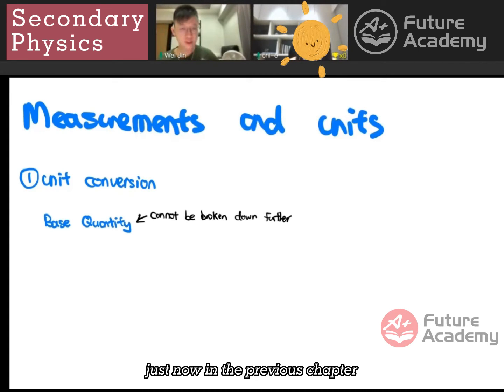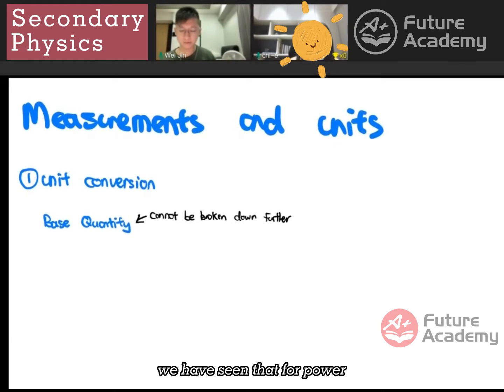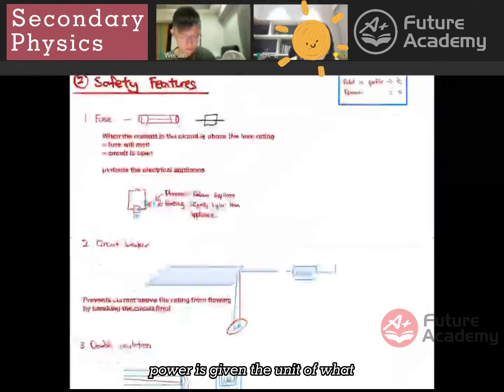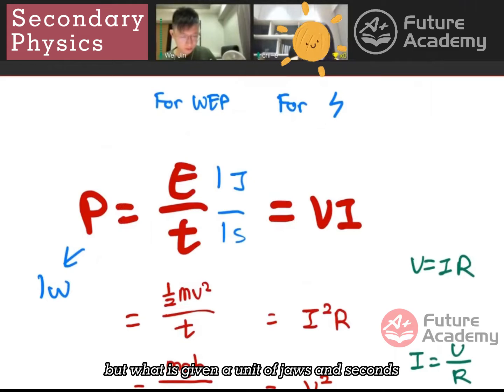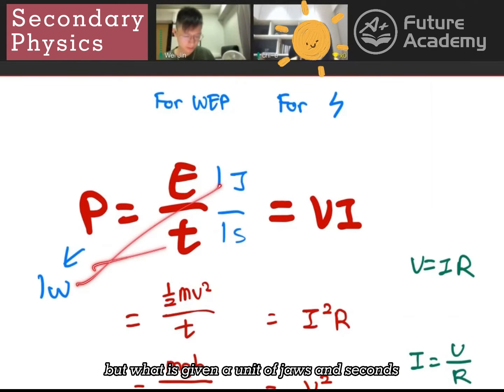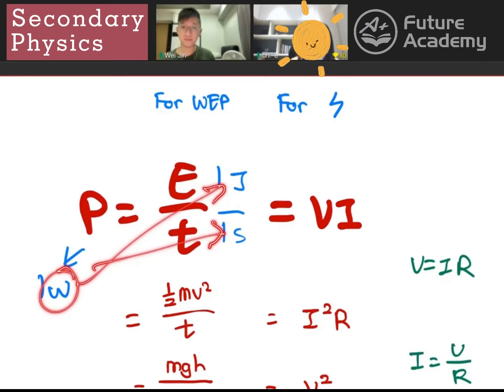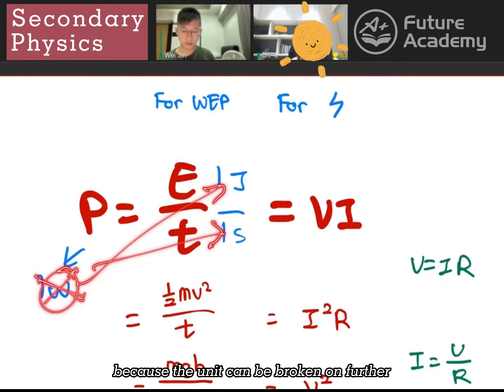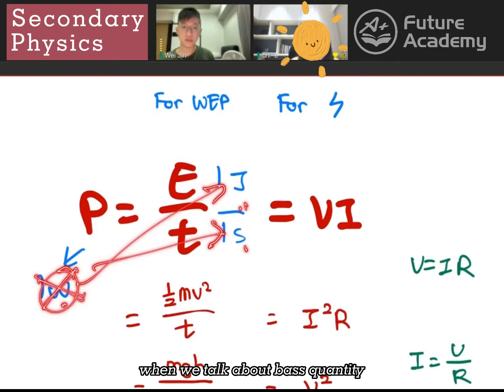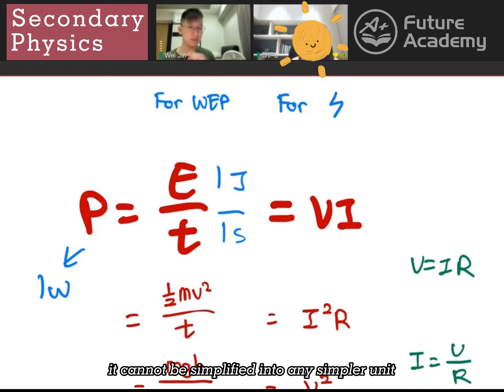Okay, just now in the previous chapter, we have seen that for power, power is given the unit of watts, but watts is given a unit of joules and seconds. So the unit watts can actually be broken down further. Can see? So this is not a base quantity because the unit can be broken down further. When we talk about a base quantity, it cannot be simplified into any simpler unit.